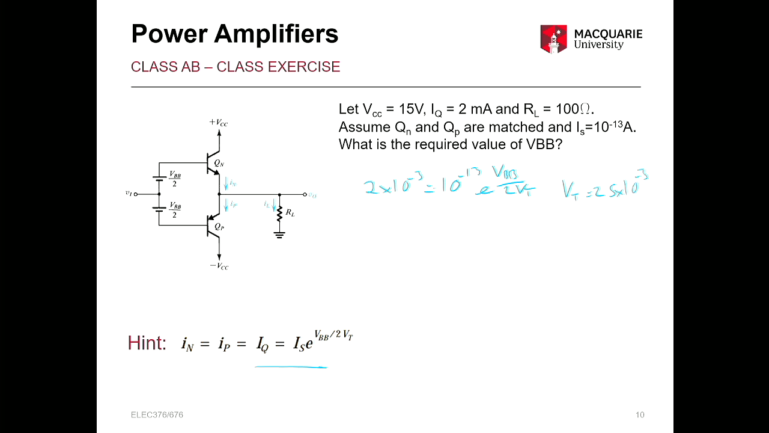Then we can just divide through by that IS, and just take the log of both sides. And then it's just pretty simple rearrangements.